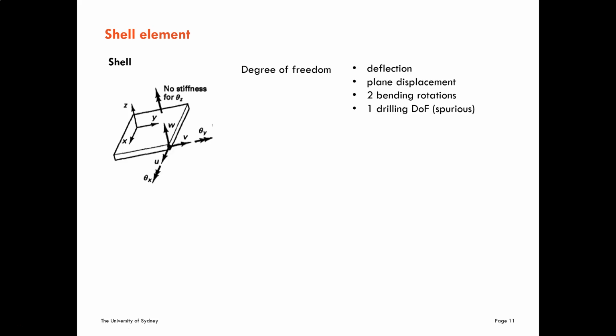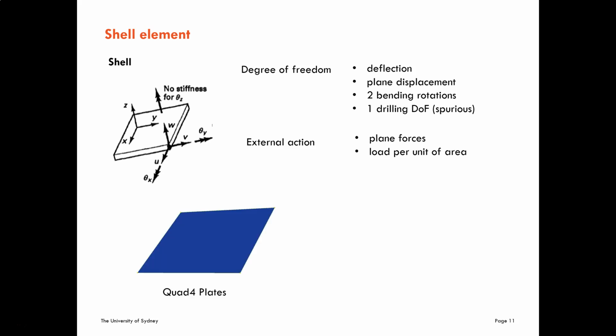So in summary, we have the shell element. It has 5 degrees of freedom: 1 deflection, 2 plane displacements, and 2 bending rotations, and 1 spurious degree of freedom. The external actions are going to be plane forces, like coming from the plane stress element, and load per unit of area that comes from the plate element.